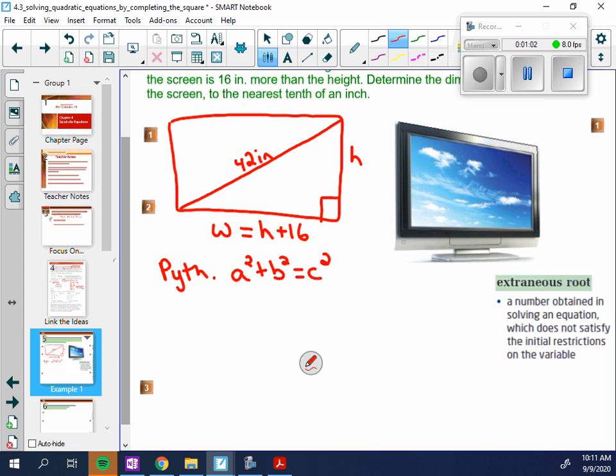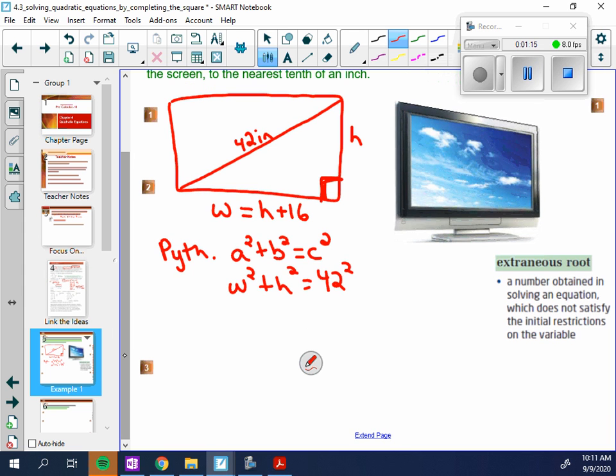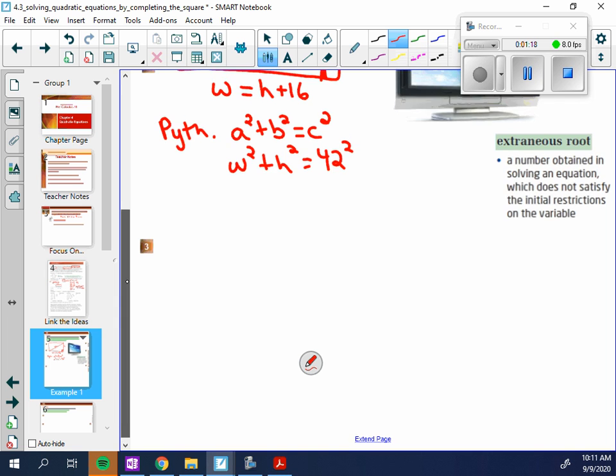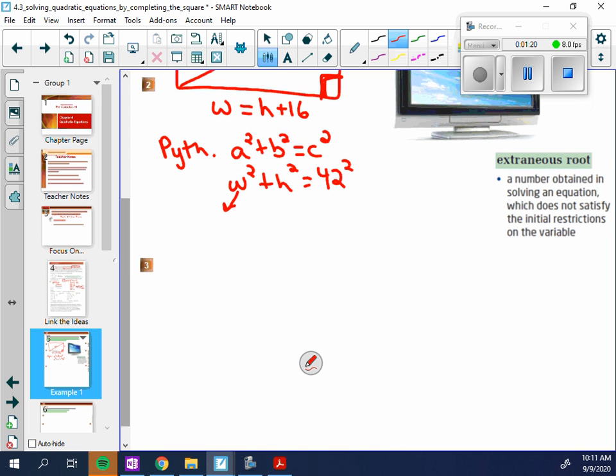So a and b are always your legs that are connected by a right angle. So this would be my w squared plus my h squared should equal my hypotenuse, which is 42 squared. Okay? And then my width, I can replace this with an h plus 16. So I have h plus 16 squared plus an h squared equals, what's 42 squared? You might have to throw that in your calculator. 1,764, yeah.